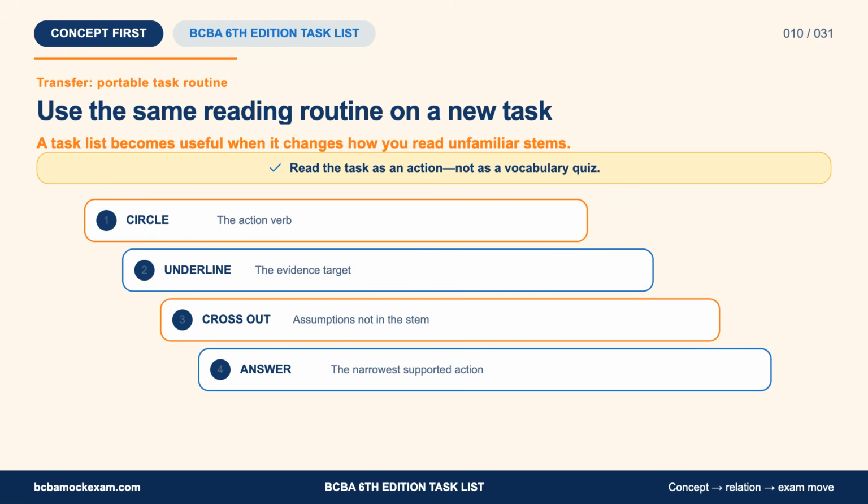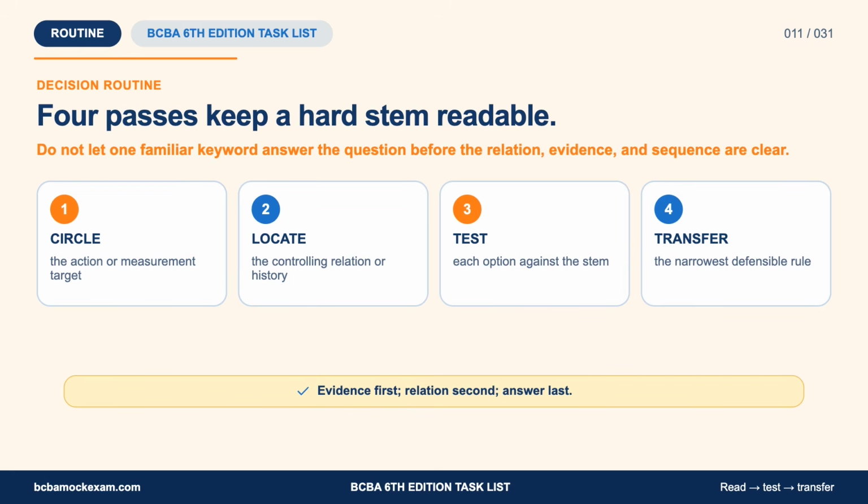Keep this rule in view. Read the task as an action, not as a vocabulary quiz. Before the first question, use 4 passes. Isolate the clue that changes the decision. Name the relation, history, measure, implementation issue, or sequence being tested. Test every option against that clue, rejecting any answer that adds missing evidence or solves a different problem. Then state the portable rule in your own words.